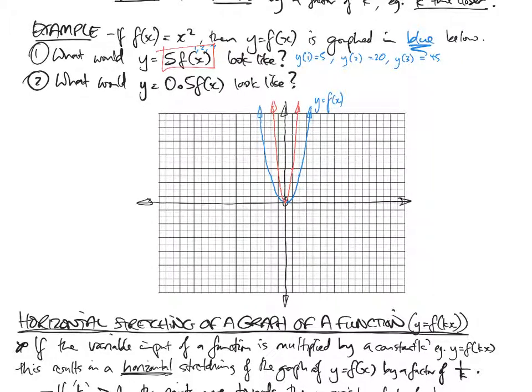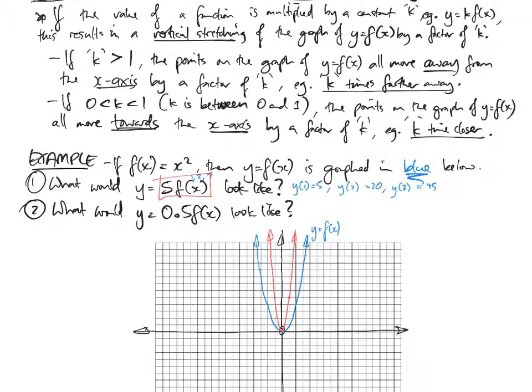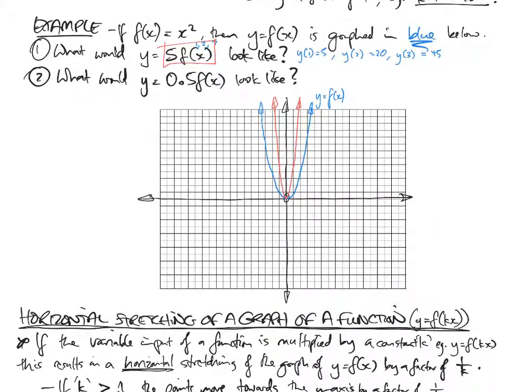And does that agree with our rule above, that if k is greater than 1, the points on the graph all are going to move away from the x-axis by a factor of k? Well, k in this case was 5, and at this point, on the original graph, the graph was 1 unit away from the x-axis. Now that we've multiplied it by k, it's 5 units away from the x-axis, which is 5 times what it originally was. So yes, it's a factor of 5 away from the x-axis. It's been stretched up.